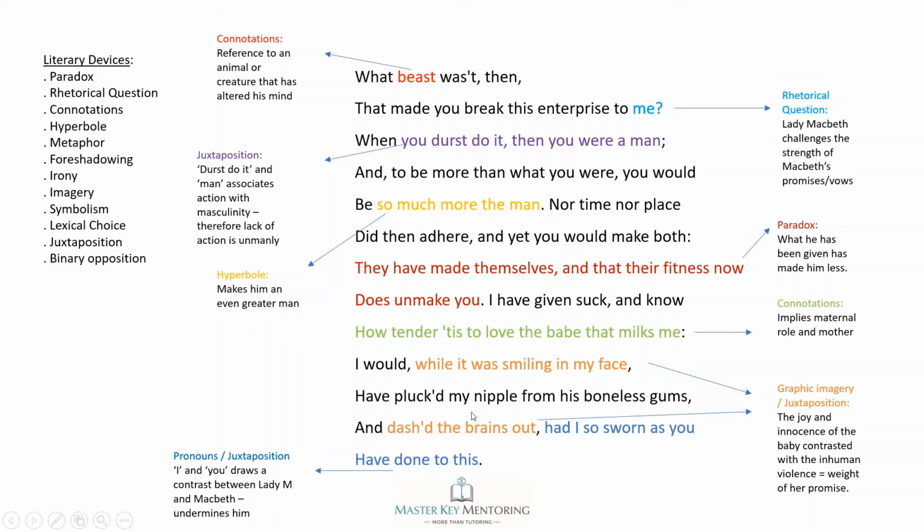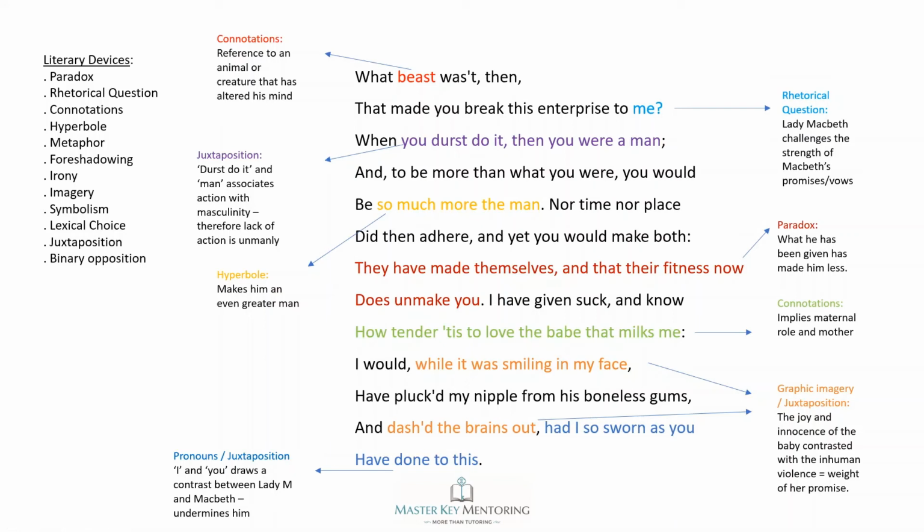Similarly, the final line here, "had I so sworn as you have done to this," the use of the pronouns and the juxtaposition here as well. You want to be talking about both of those things simultaneously. So they're the two steps that you need to do. First, list all your devices, and then it's up to you which way you do it. Go through the devices and try and find them within the text, or go through the text line by line and find the corresponding device that works with it.